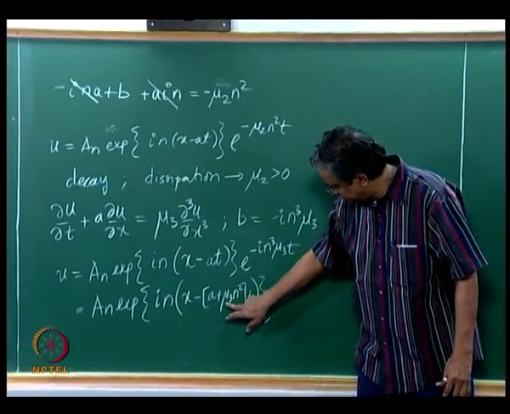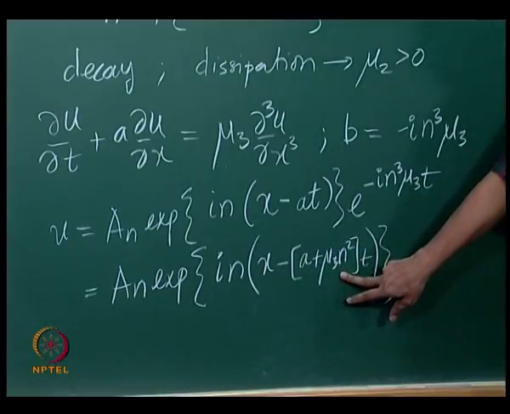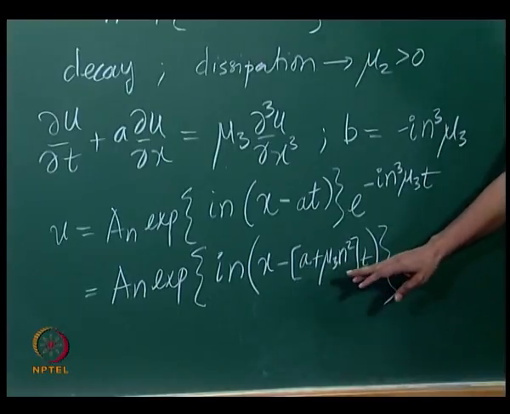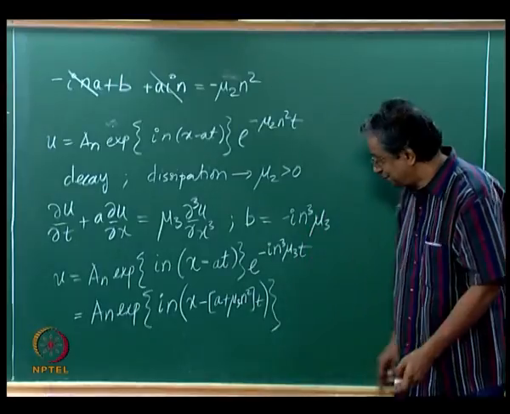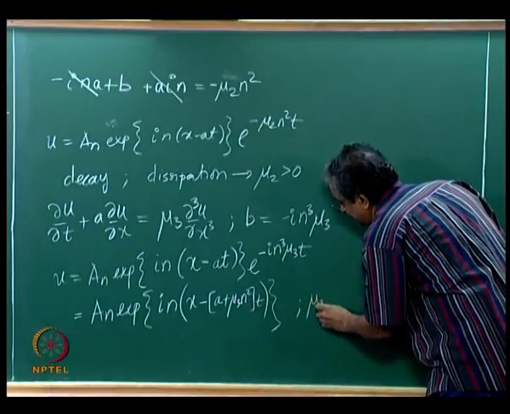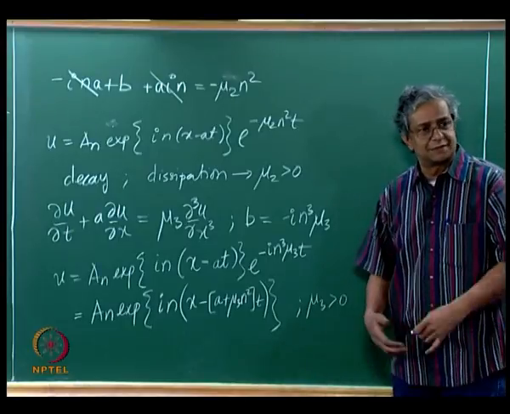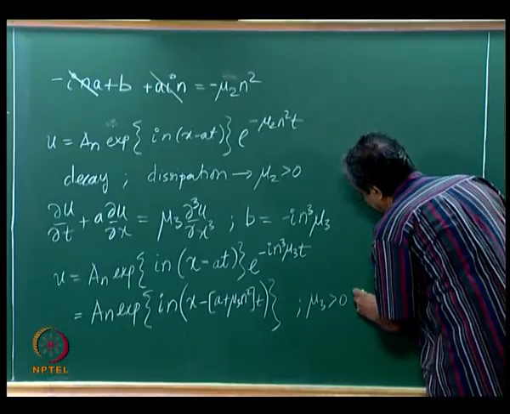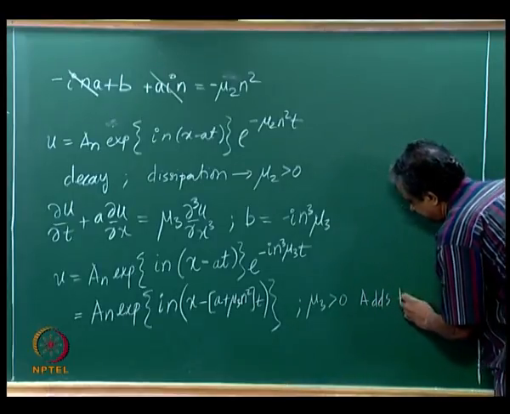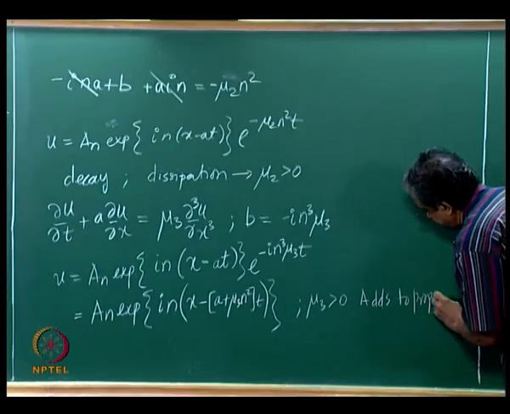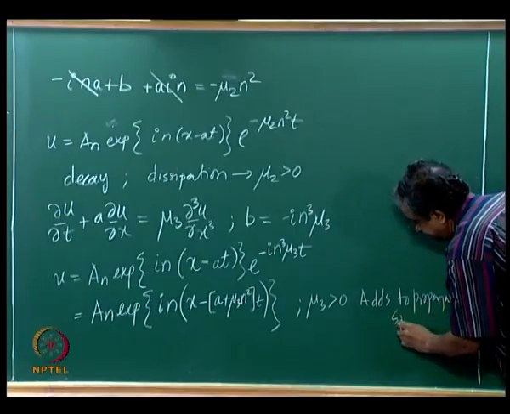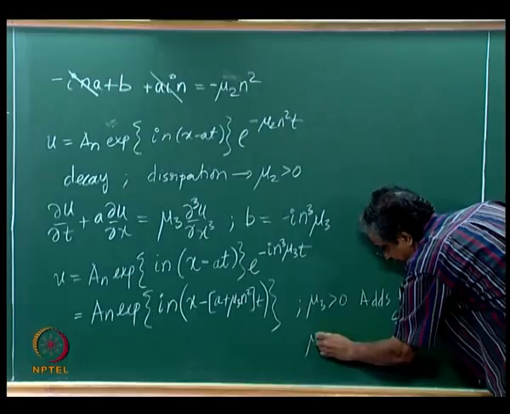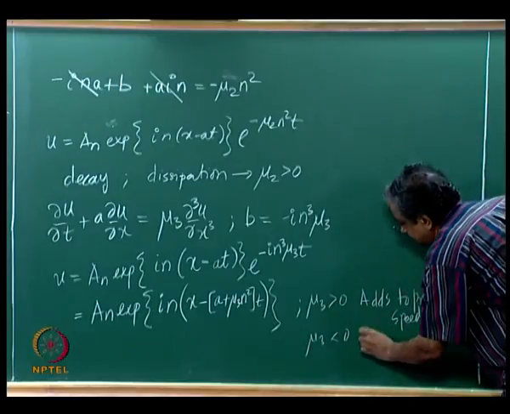Added to it, it turns out that our mu 3 term actually adds to the speed of propagation. There is worse. What does it add? Of course I am saying added because in my mind I am saying mu 3 is greater than 0, it adds. If mu 3 is greater than 0, it adds. If mu 3 is less than 0, it subtracts. So it adds to the propagation speed, and mu 3 less than 0, it will subtract.